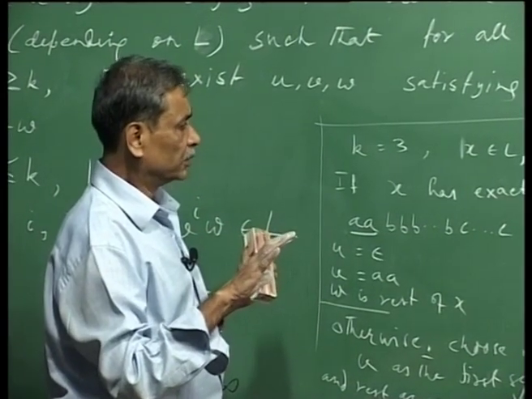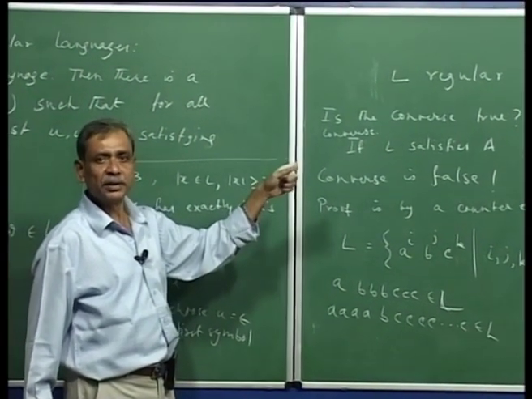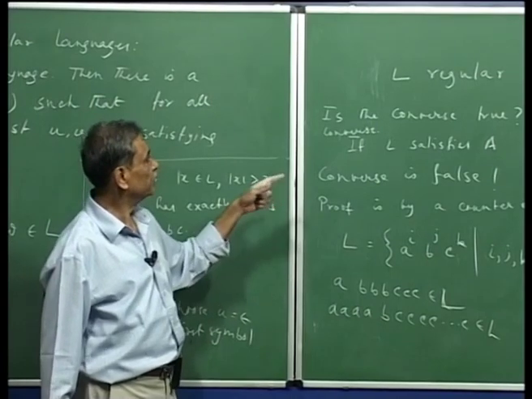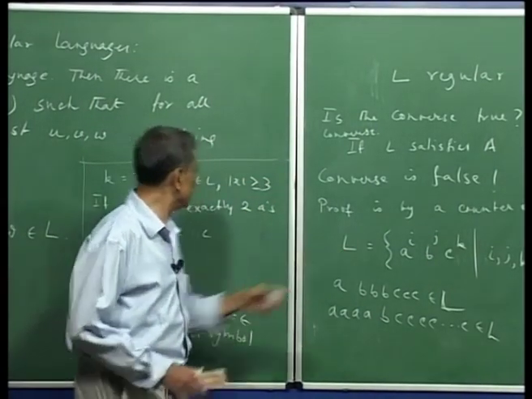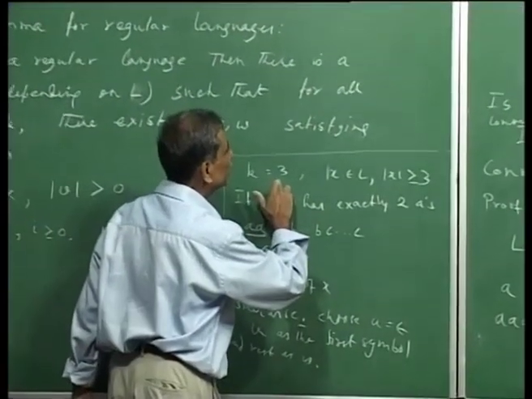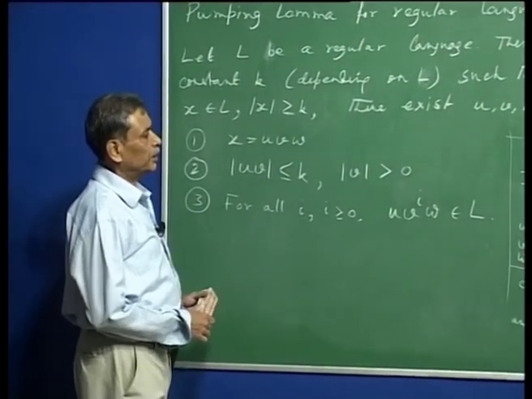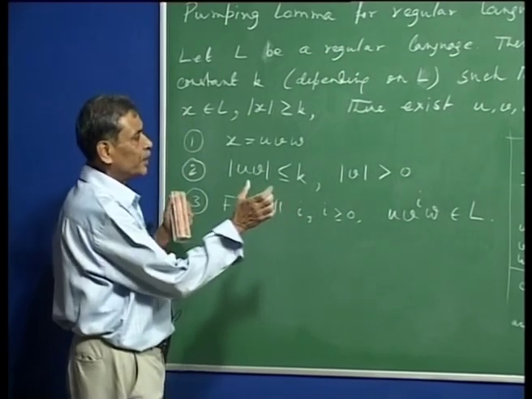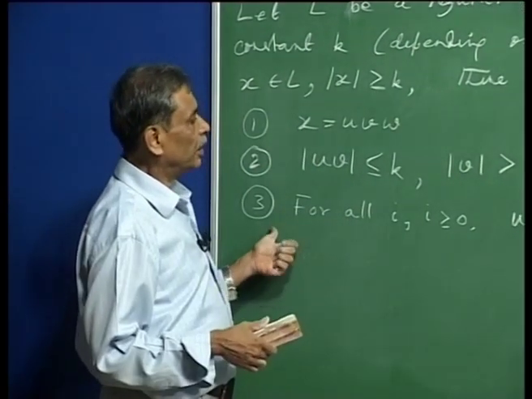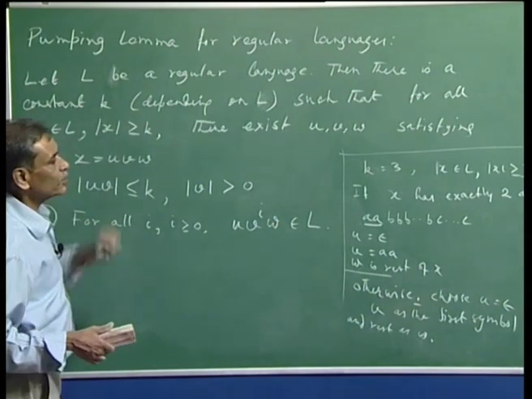So, the overall conclusion is, for this language L, the conclusion of the pumping lemma holds. However, the language itself is not regular. So, the converse does not hold. Here is a language L, which satisfies all these things. There is a constant k, we took that k as 3, then we said take any string in the language whose length is 3 or more, and then given such a string in the language, we can break it up into u, v, w, such that on pumping v, we do not go out of the language. Therefore, this conclusion of the pumping lemma holds, and yet the language L is not regular.